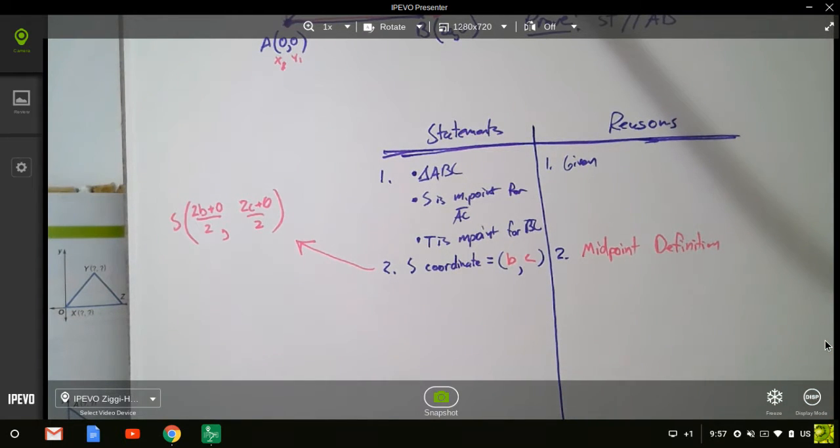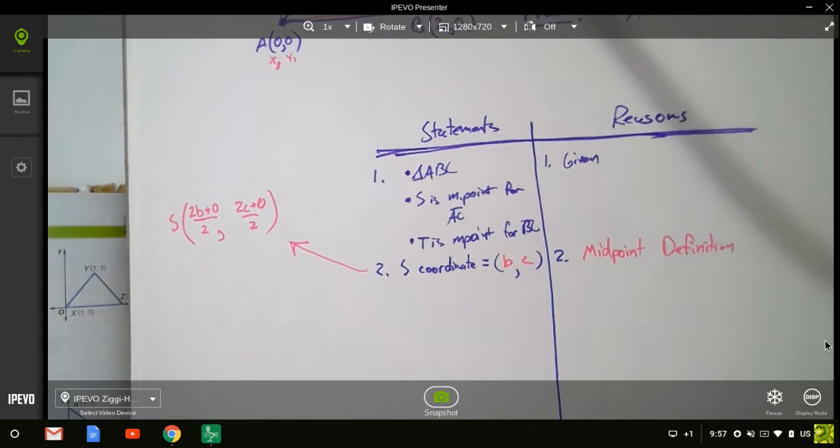It's the same thing. You can use either. I think your book specifies it as the midpoint definition. Are we finished? No. Not at all.